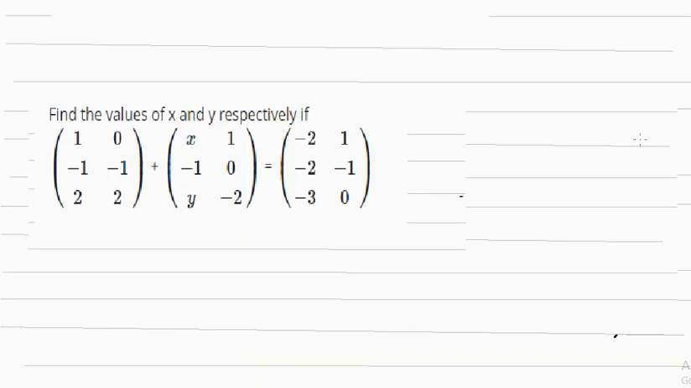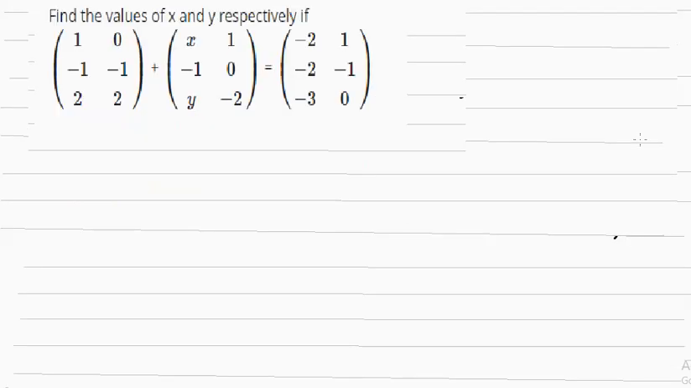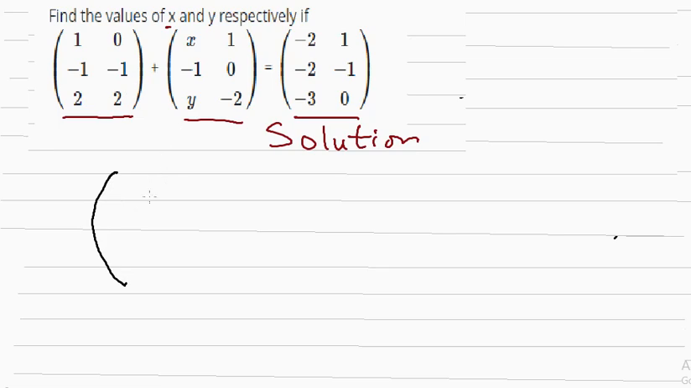All right, so here I have another question here. Okay, so I have three matrices. I'm being asked to find the value of x and y respectively. So I have the first matrix, this matrix plus this matrix gives me this. So what I'm going to do is add the left hand side. You know how we add matrix? Simply we add the element in their various position.